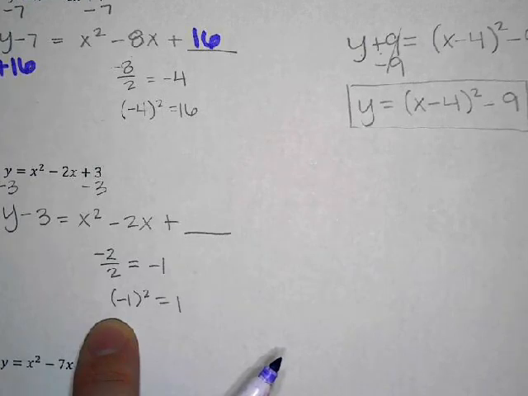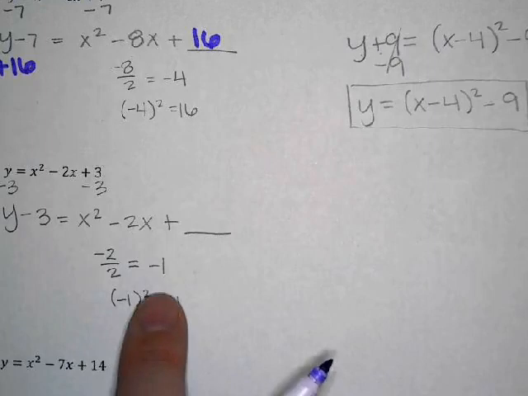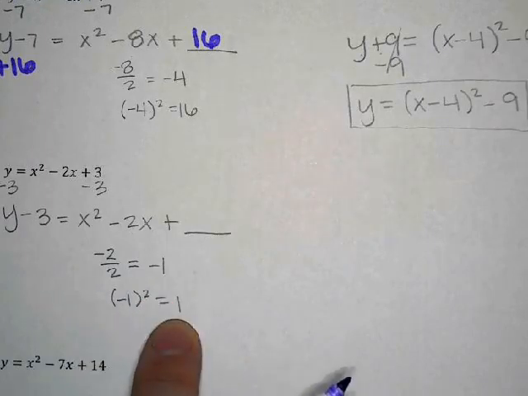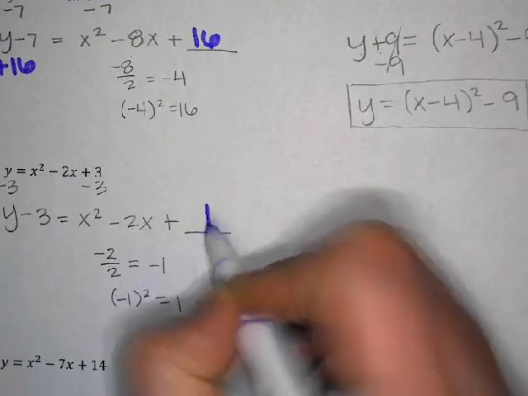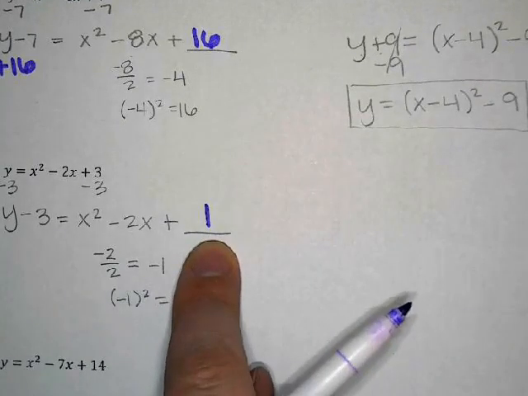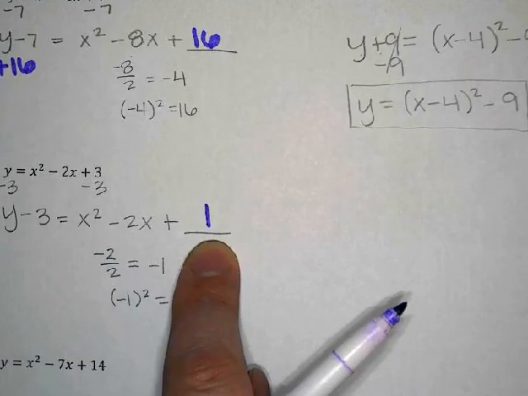Negative 1 squared is 1. So what do we do with this 1? We put it in the blank. Since we added 1 to the right side, what do we do to the left side? We add 1 to the left side. Okay.